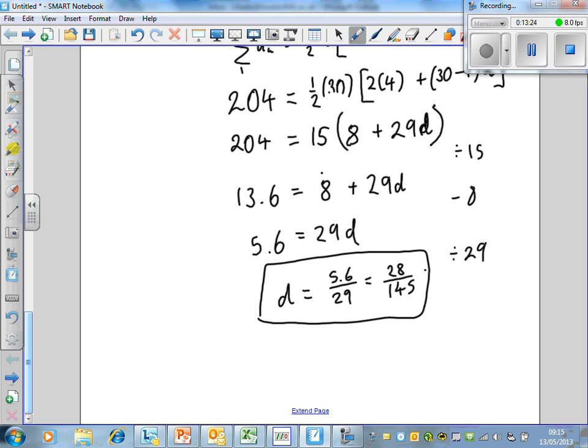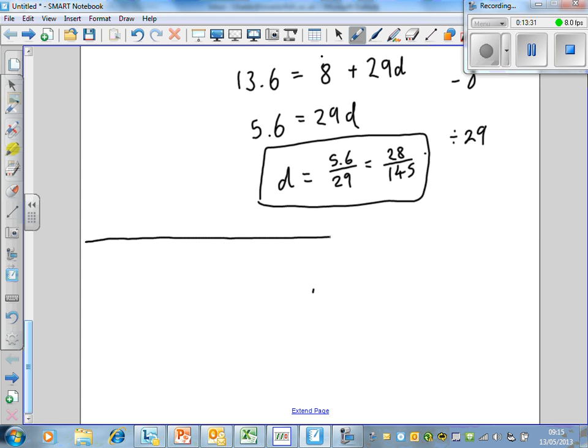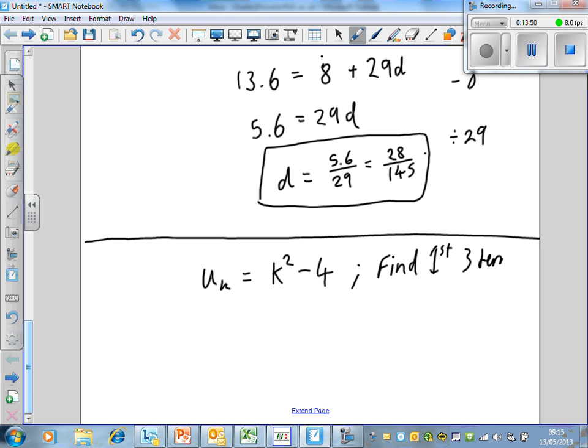So sequences questions are all about getting information from the question, putting it into one of the formulas, and solving an equation. You could also get something completely unrelated to arithmetic sequences and geometric sequences. You could get a random one. You know, UK is k squared minus 4. Section A question: find the first 3 terms. How do we do this? Find the first 3 terms of this sequence.